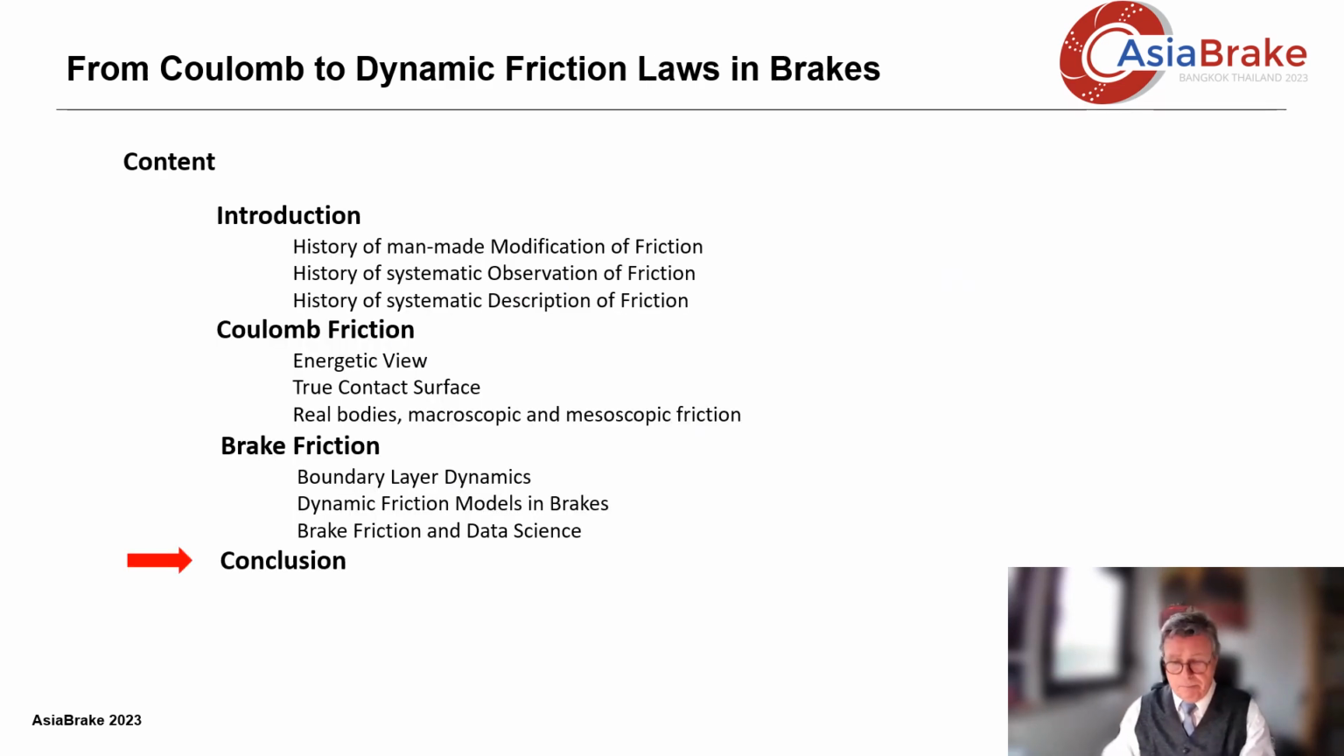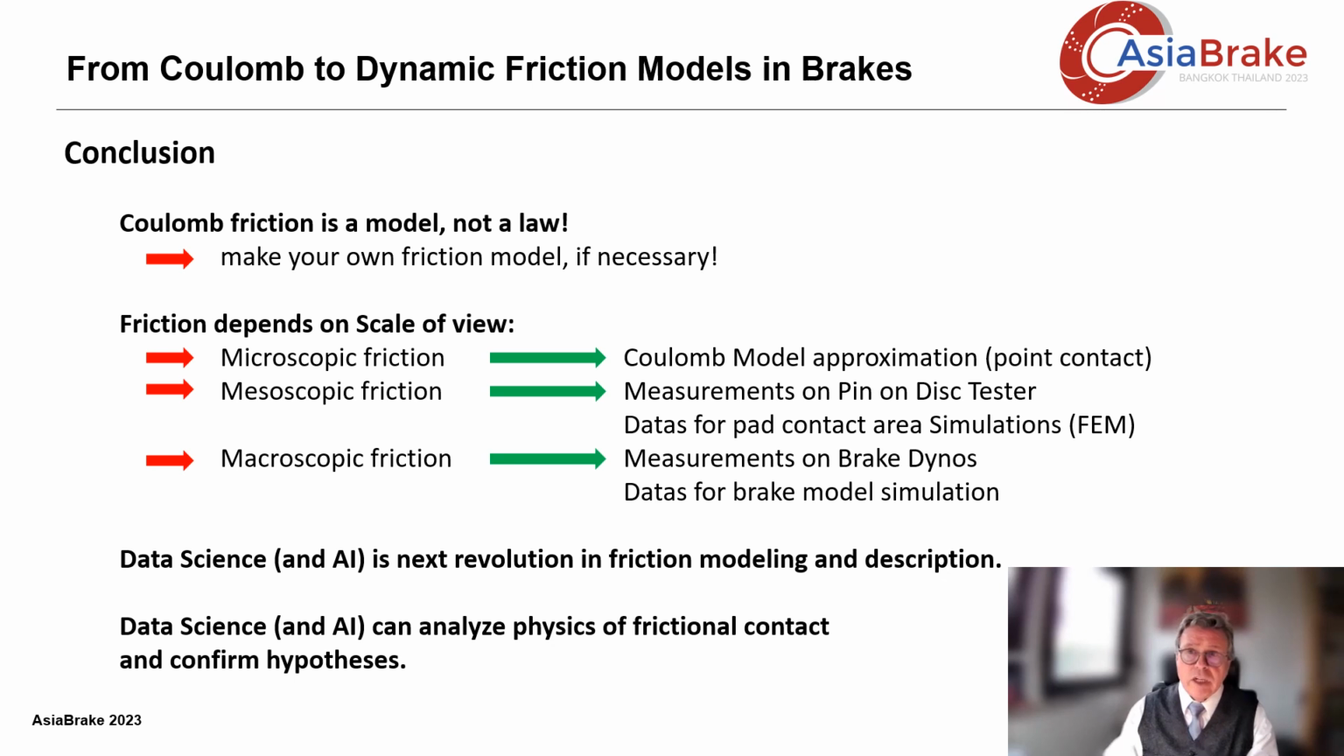Please let me summarize. Coulomb friction is a model, not a law. Coulomb friction describes a point contact on a microscopic level. If one goes up to the mesoscopic or even macroscopic level, more and more material properties and dynamic effects must be taken into account, the influence of which can be described by dynamic friction models.